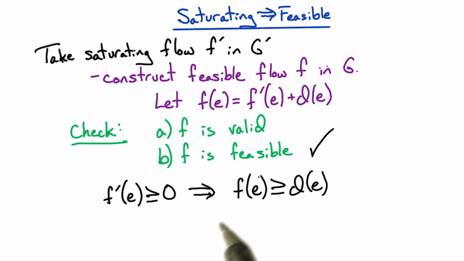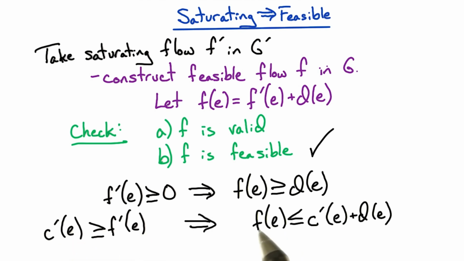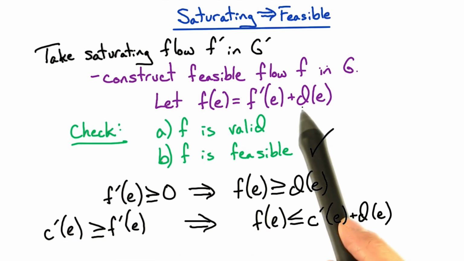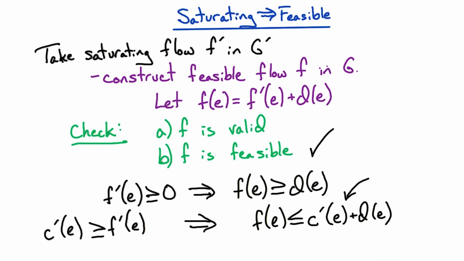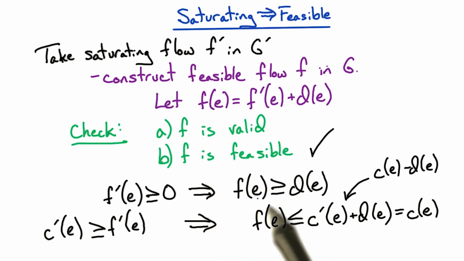While we're at it, let's look at the capacity constraints, the upper bound on these flows. We know this flow is at most C prime of E along the edge E. That implies that the flow F along this edge E is at most C prime of E plus demand E. Recall, C prime of E was defined as C of E minus the demand along E. Therefore, this quantity equals the capacity along the edge in the original network G. So this flow F that we constructed satisfies the demand constraints and satisfies the capacity constraints. So all that remains is to check that the flow into every vertex equals the flow out.